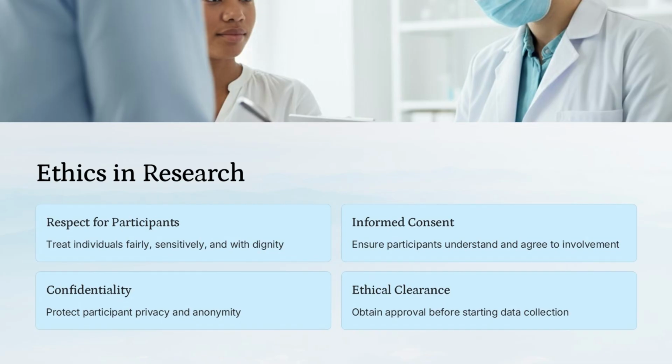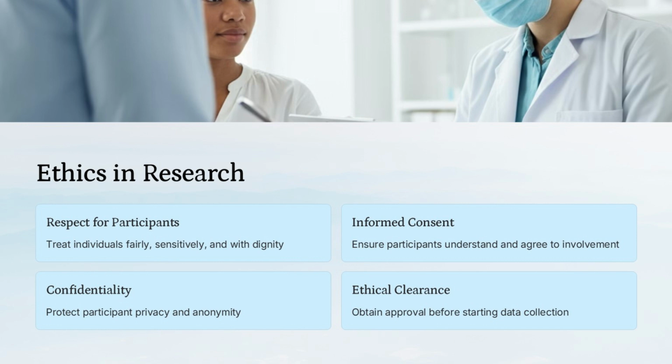Ethics in research is critical to ensure the fair, sensitive, and dignified treatment of study participants. Respect for participants means valuing their autonomy, protecting their privacy, and minimizing any potential harm or risks. Informed consent is key. Participants must fully understand what they are agreeing to and voluntarily consent to take part. Confidentiality is essential to protect participant privacy and anonymity throughout the research process.